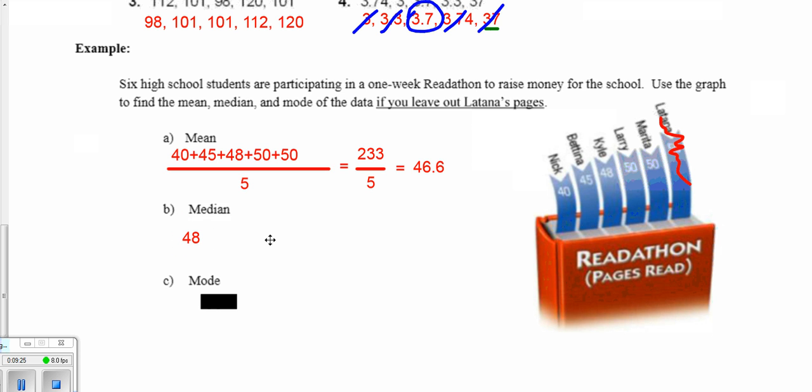That would be our median, is 48. It's right in the exact middle. Mode is the most common. We have 40, 45, 48, 50, and 50. The only one that happens more than once is 50. So 50 is going to be our mode.